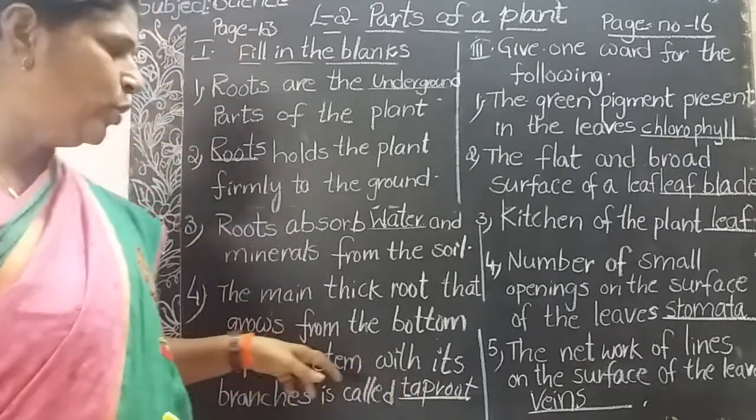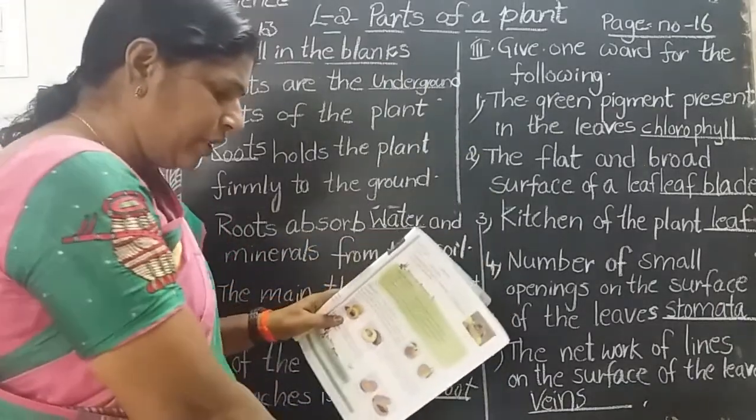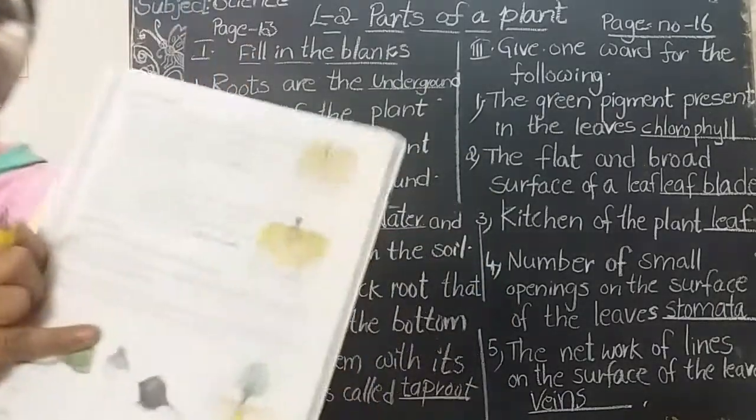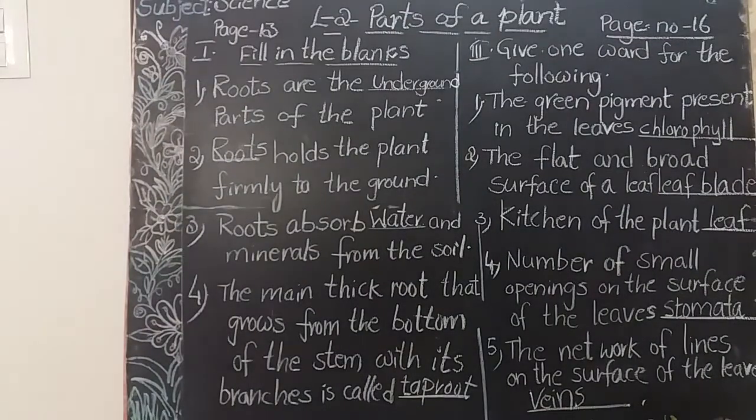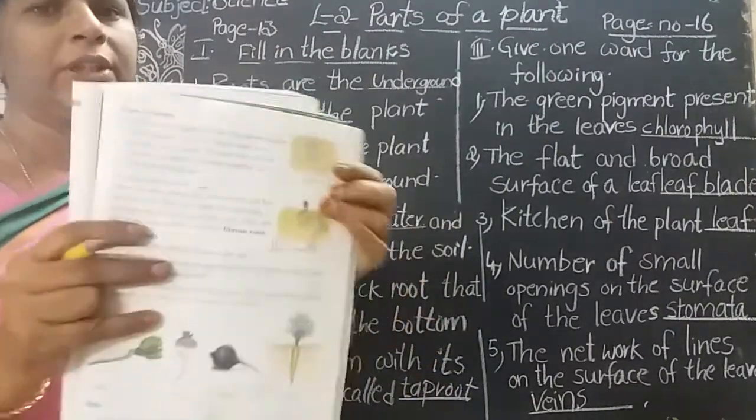Remaining roots grow from the main root. This is the tap root. So the main thick root is the tap root. The second one is the fibrous root. It has no main root. All roots are similar. Is it clear? The main thick root is the tap root.